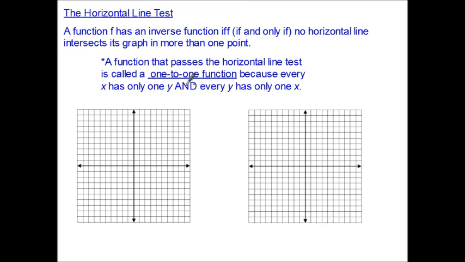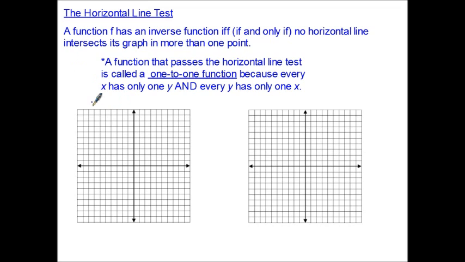Okay, so we do have a little other fancy terminology that goes along with this. A function that passes the horizontal line test is called a one-to-one function because every x has one y and every y has only one x. So again, just to translate that into something that hopefully visually makes sense to you here.